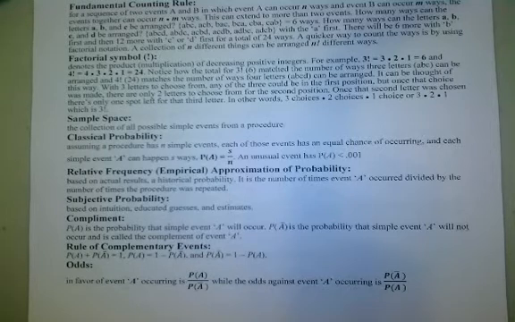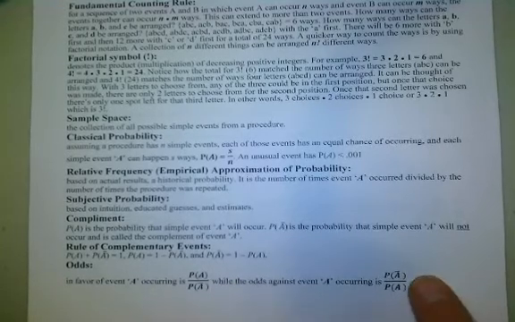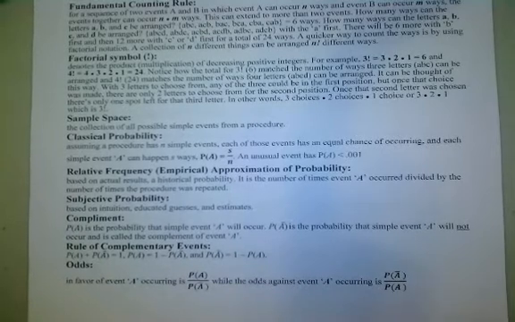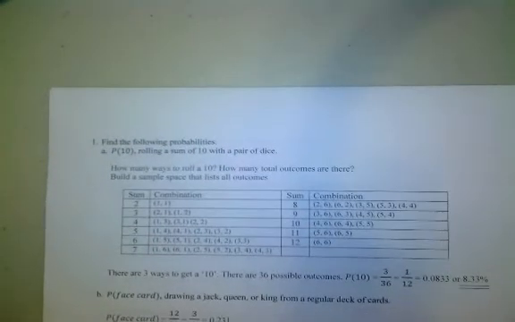And then finally, you have odds. Sometimes you may have heard of what are the odds of a team winning, or the odds of a horse in a horse race winning. And basically the odds in favor are the probability of A divided by the probability of not A, while the odds against event A occurring is the probability of not A occurring, divided by the probability of A. And we'll look at some examples of all of those things. So these are all the basics for Section 1. Let's look at some examples now.